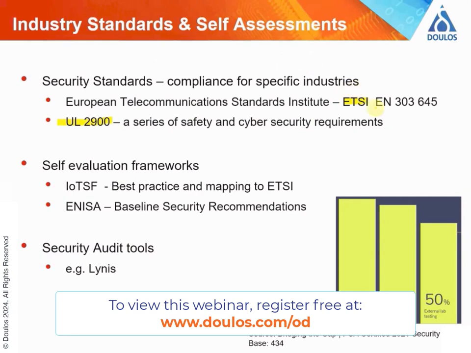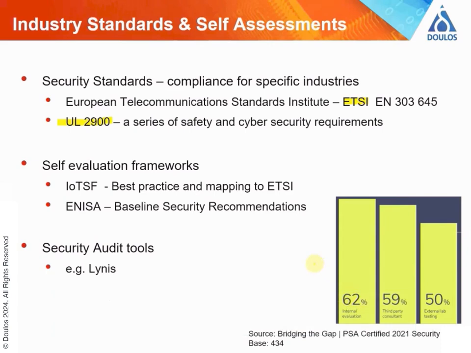This information on the bottom right hand side here is from an industry survey by ARM, and it's quite interesting to see how organizations evaluate their security. And what you can see, I don't know if you can read the text there, we've got internal evaluation, third-party consultant, and external lab testing. And you can see by the size of the numbers there that most organizations carry out several different ways of assessing their security compliance. They may do an internal evaluation, but they will also look for external lab testing as well, for example.